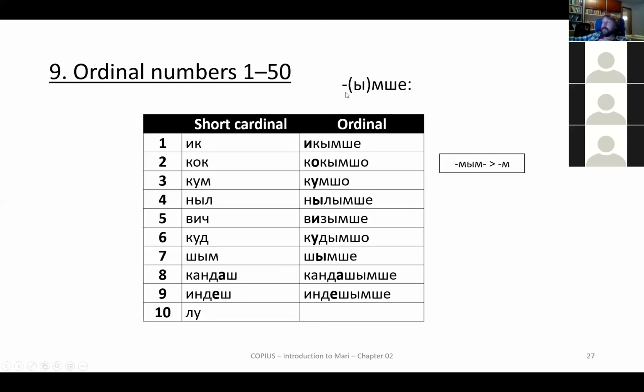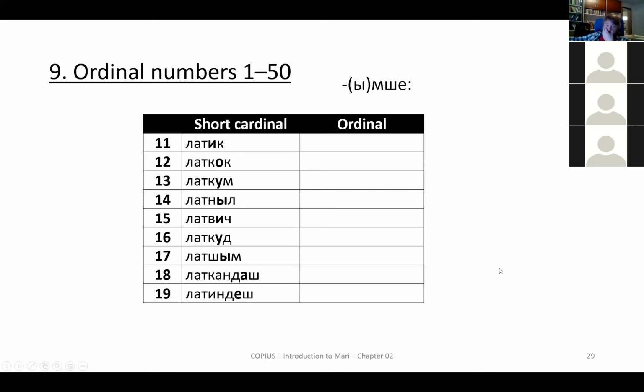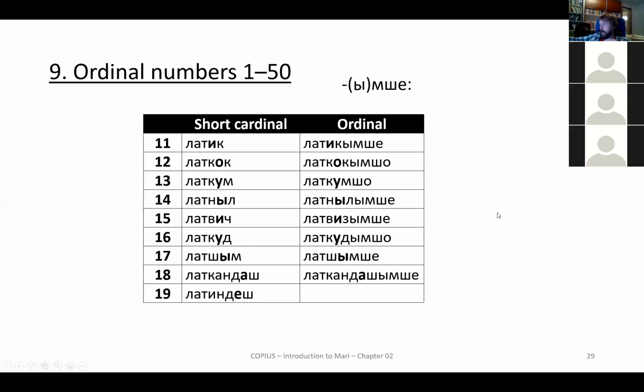Lumshe. This is a bit tricky, that usually you would not want a linking vowel after u, but in literary Meadow Mari you do actually have it. That is lu sho. But you find very often people will write it without the vowel, and in a lot of dialects it is very clearly without it. So there's some variance here, but this is the standard form. Good. After 11, it follows the exact same pattern. So I think we can skip this. Lat ikumshe, lat kokumshe, lat kumshe, lat nilimshe, lat visumshe, lat kudumshe, lat shimshe, lat kandashimshe, lat indeshimshe.